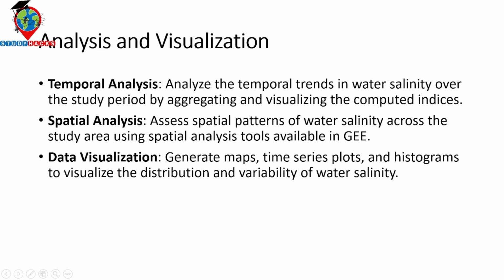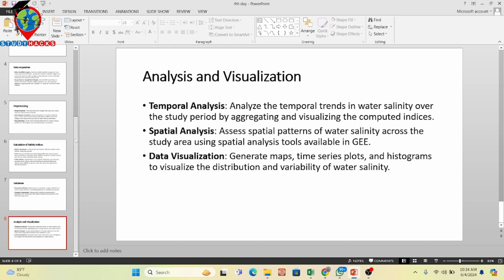Then spatial analysis basically assesses the spatial pattern of water salinity across the study area using the spatial analysis tools in Google Earth Engine. And then further we create the map, a general map, time series plot or histogram visualization, showing the distribution of the variability of the water salinity. So let's practically discuss all of these things one by one.